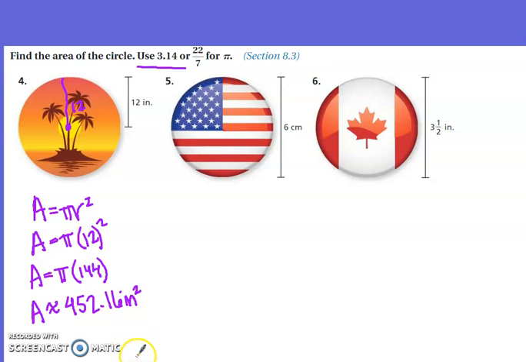All right, pause the video right here and try 5 and 6. There's a little bit of a difference though because they gave you the diameter this time, and that'll be an issue. So pause, practice, and I'll be back.